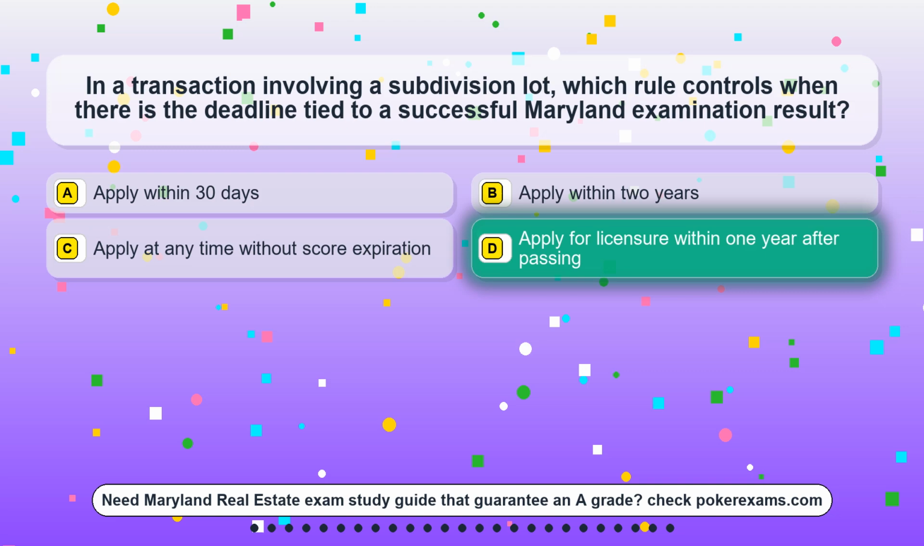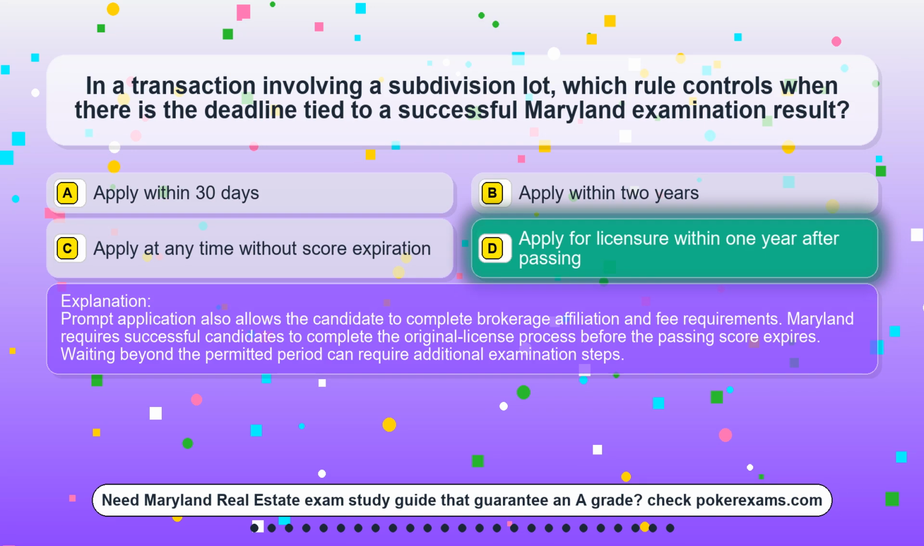The correct answer is option D, apply for licensure within 1 year after passing. Prompt application also allows the candidate to complete brokerage affiliation and fee requirements. Maryland requires successful candidates to complete the original license process before the passing score expires. Waiting beyond the permitted period can require additional examination steps.